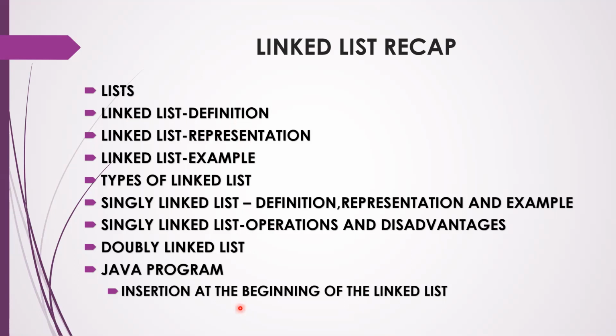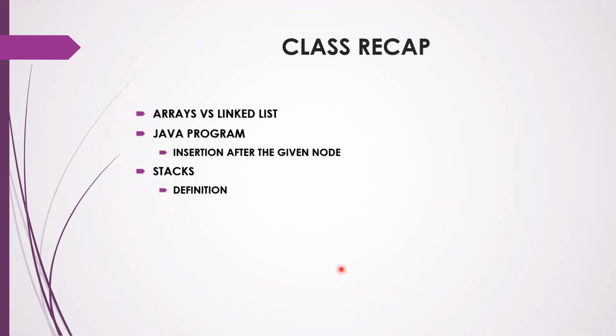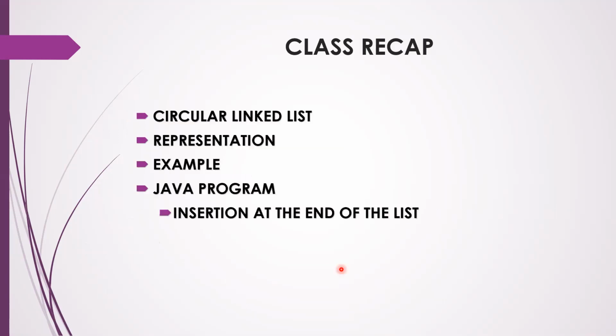Java program, we saw insertion at the beginning of the linked list and insertion at the end of the linked list and after the given node. We saw one more type like circular linked list. There are two types in circular linked list. One is singly circular linked list and doubly circular linked list.